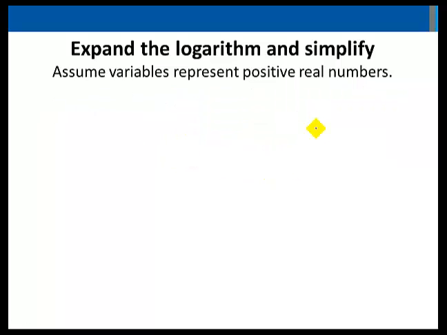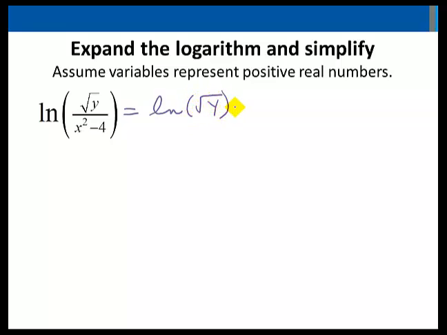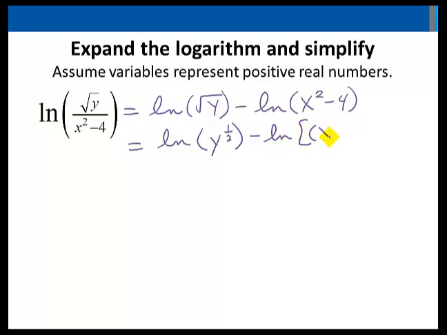Okay, next we have the natural log of square root of y over x squared minus 4. I'll start with the quotient rule. I'll write this as the natural log of square root of y minus the natural log of x squared minus 4. The square root of y is equal to y raised to the 1/2 power. And I can factor x squared minus 4 into x minus 2 times x plus 2.